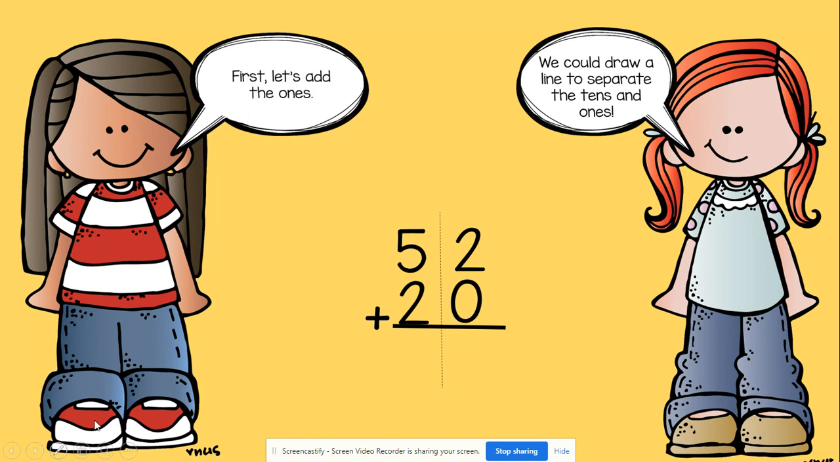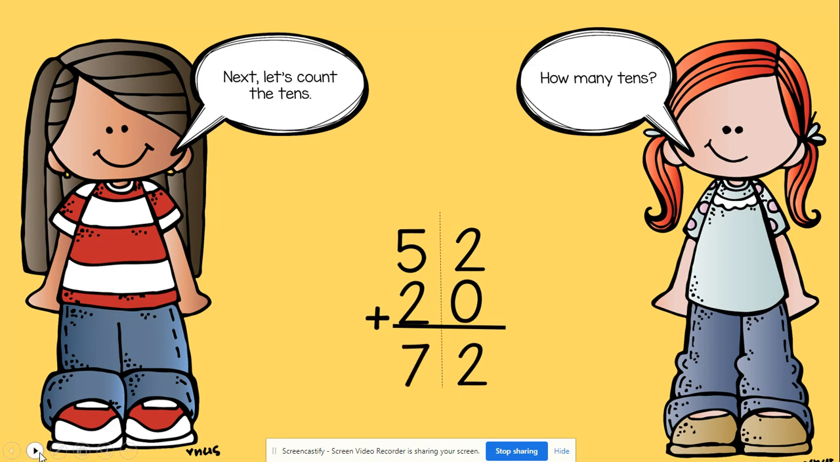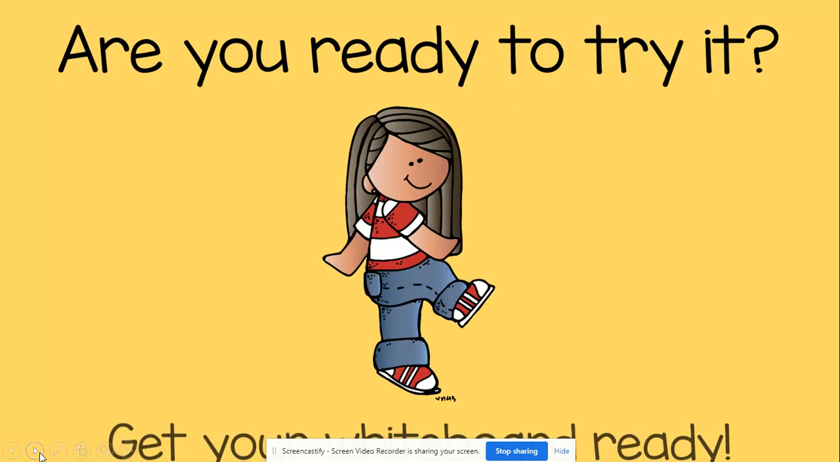Now we're going to add the ones on the right side. 2 plus 0 is 2. Very nice. Now we're going to add the tens. 5 plus 2. 5, 6, 7. How many tens? 7. 72.